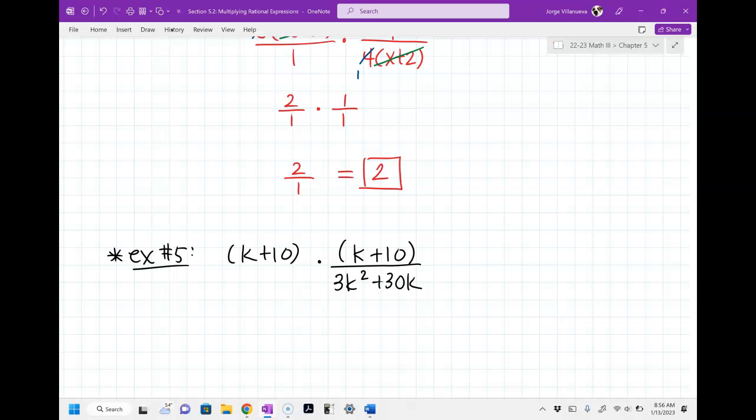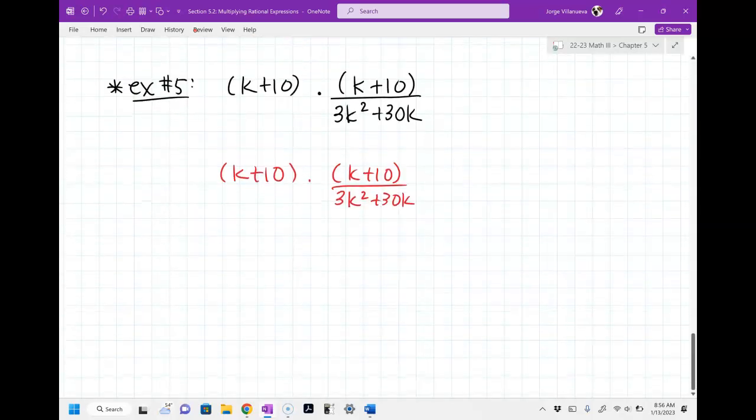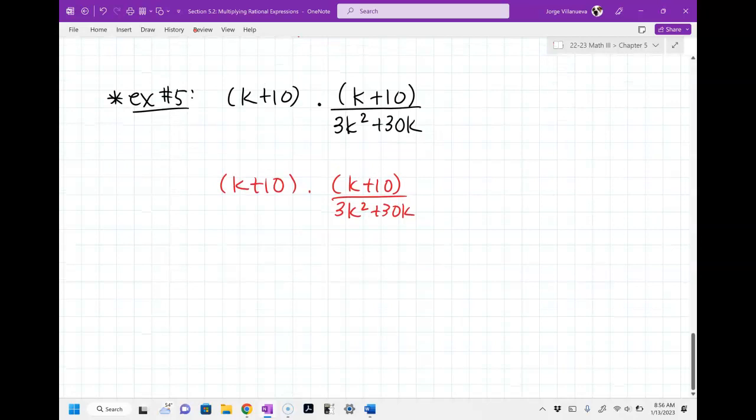Now, let me rewrite it because I'm going to do something to it here. This is going to be k plus 10 times k plus 10 over 3k squared plus 30k. Like I said, I like to rewrite it because I don't like to mess with the original problem if I can avoid it. So, can I factor anything out of the k plus 10 on the left side? No. What about the k plus 10 on the top right side? No, right? What about the 3k squared plus 30k on the bottom? What can I take out of the 3k squared plus 30k? A 3 and 1k, right?